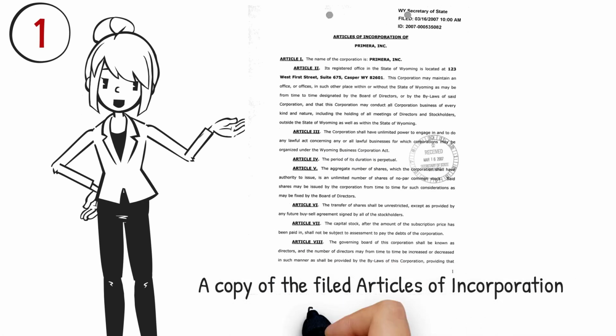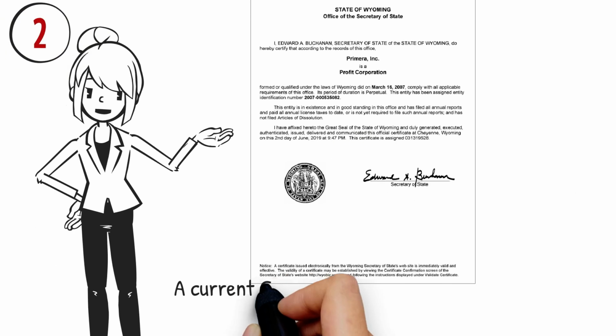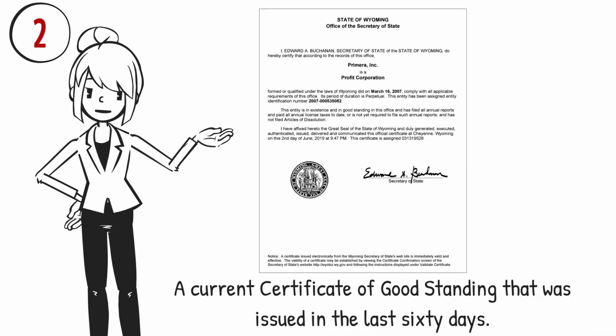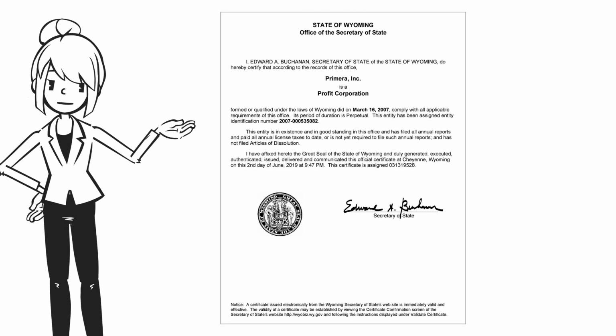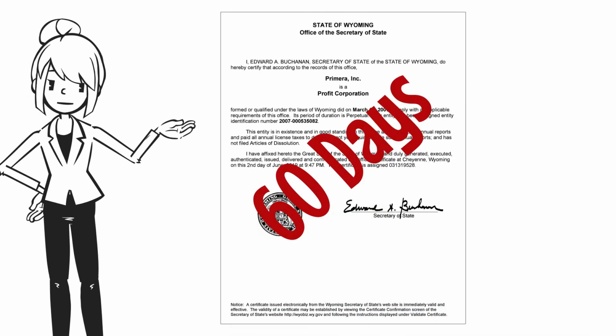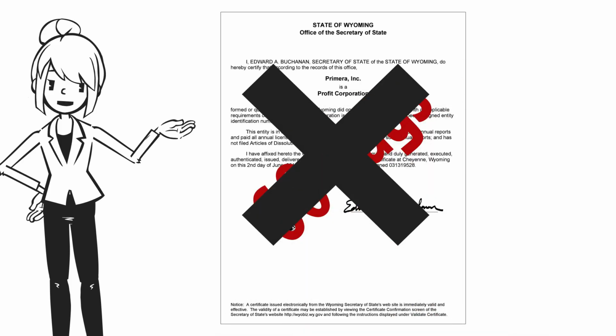1. A copy of the filed articles of incorporation for your company. 2. A current certificate of good standing that was issued in the last 60 days. This demonstrates to the bank that the company is current with the state filings. If you have a certificate of good standing that is more than 60 days old, you may obtain another certificate from the Secretary of State, where the company was originally filed.